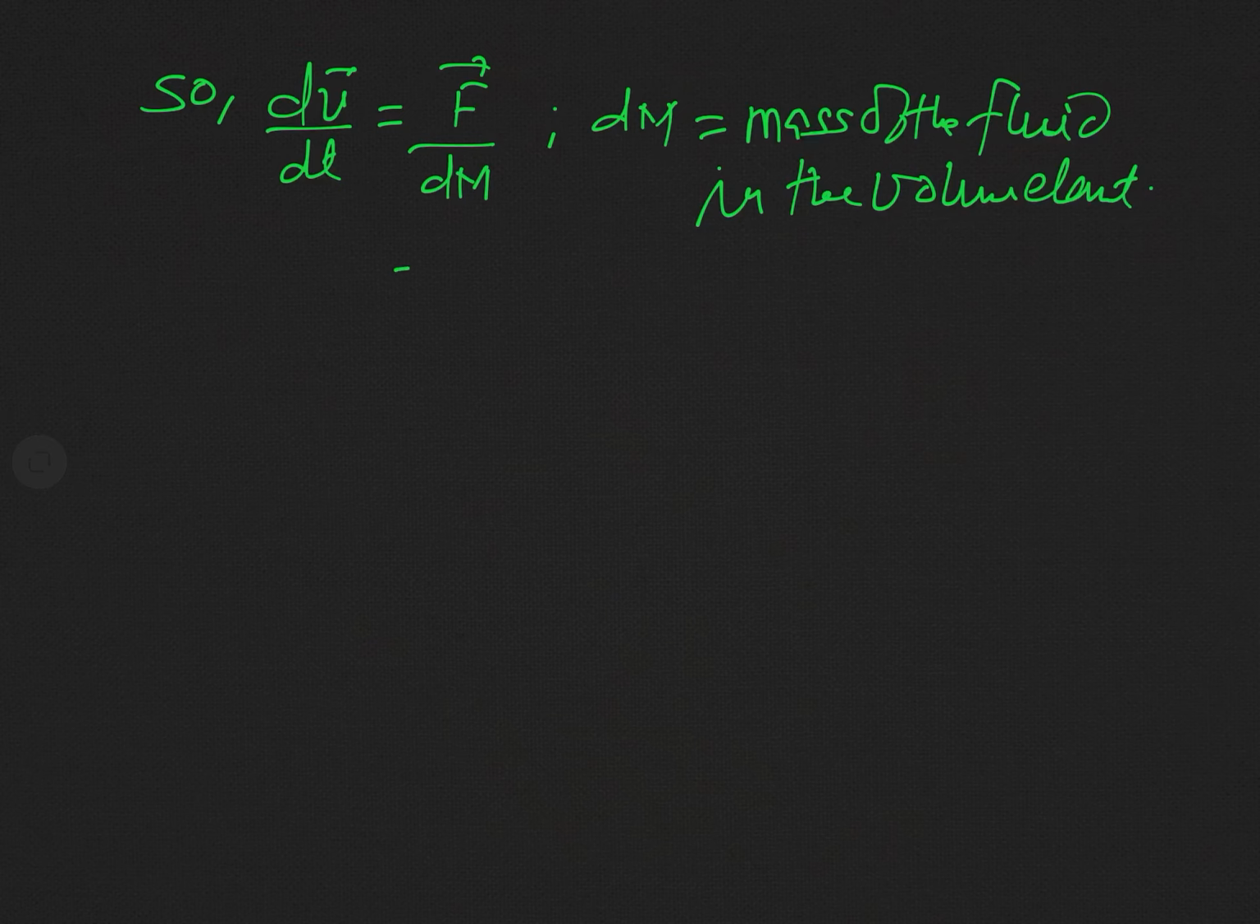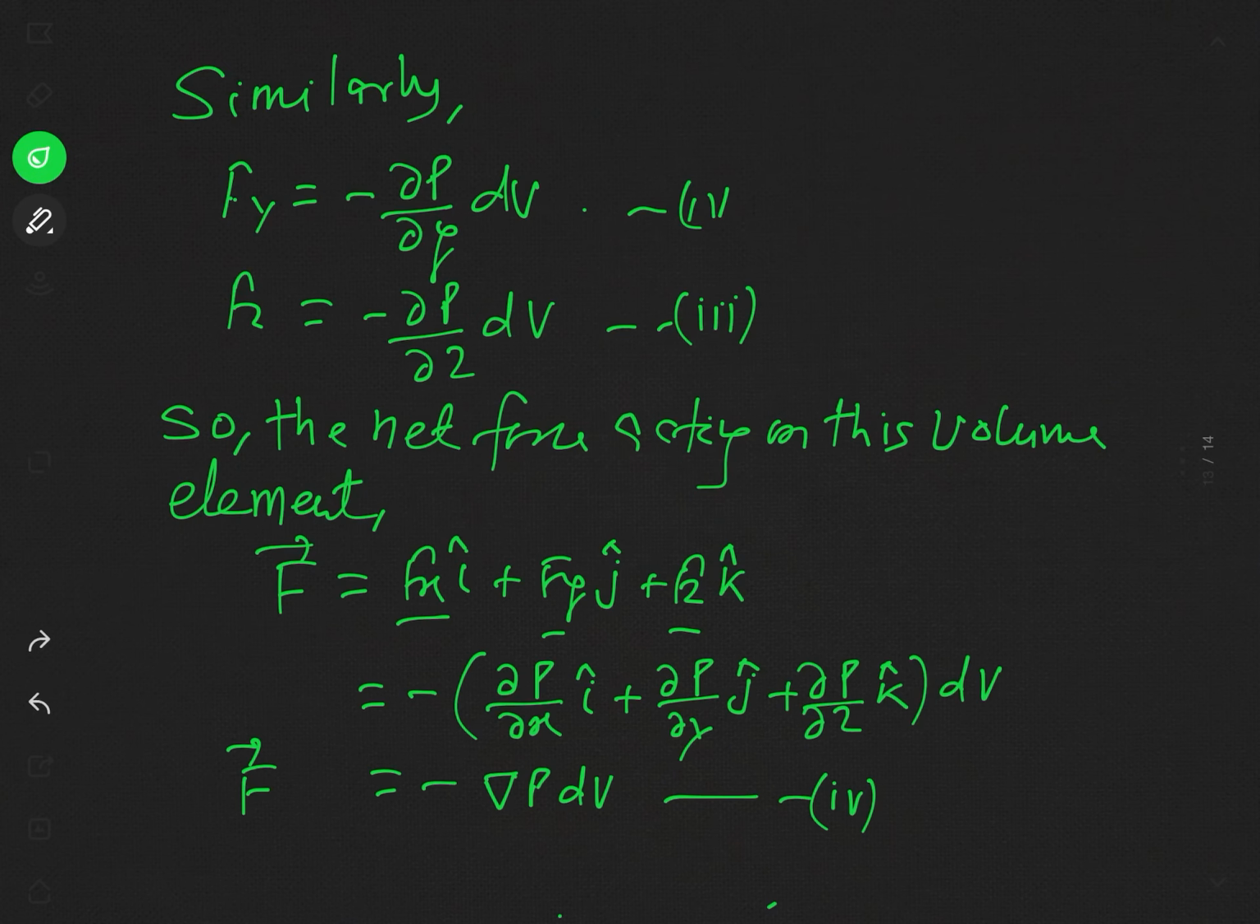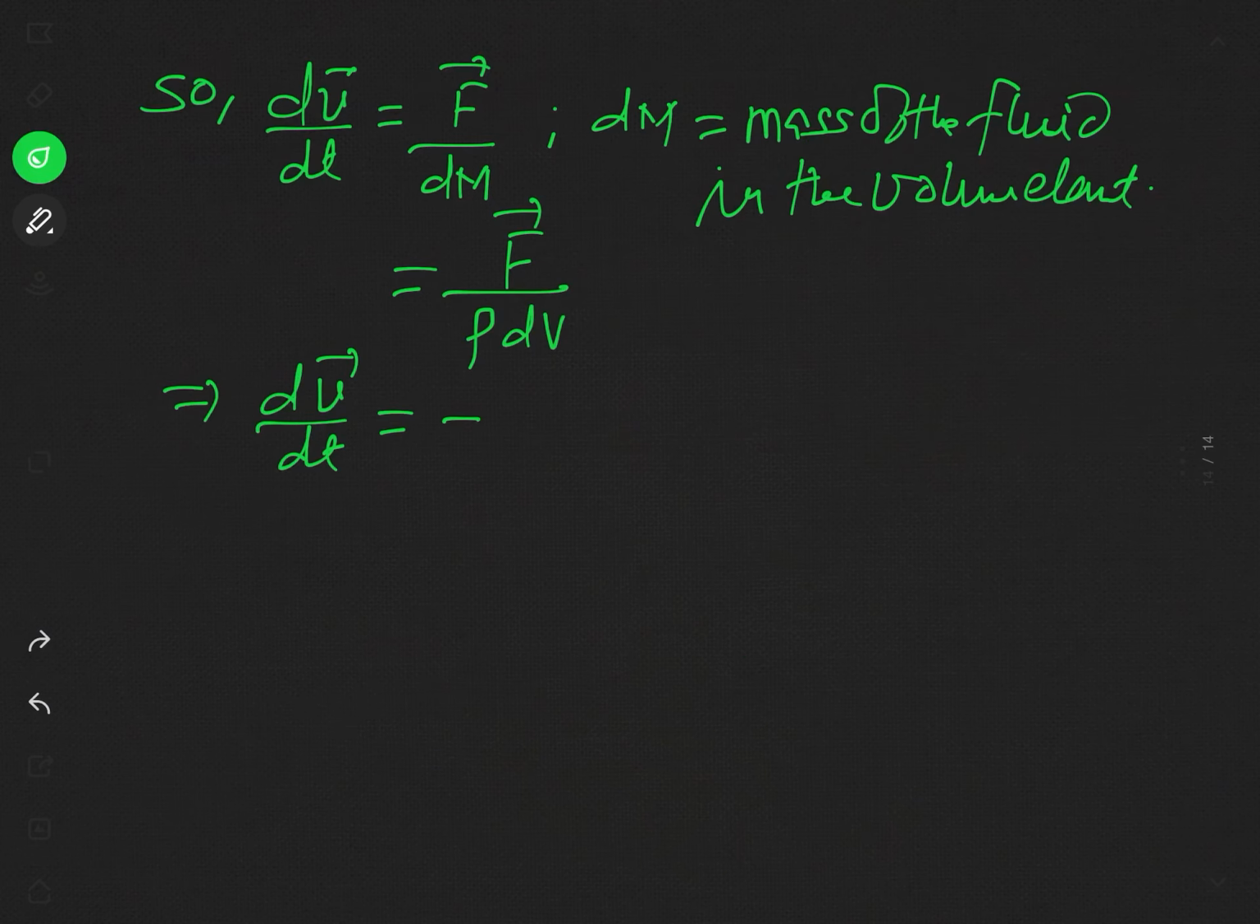And we know this mass is equal to density into volume. So we can write dm equal to rho into dv. Now let us substitute the value of F as you have calculated above. So this dv by dt will be equal to what? As you know, see here, we have calculated that F is minus del P dv.